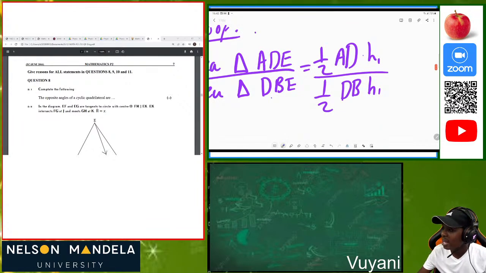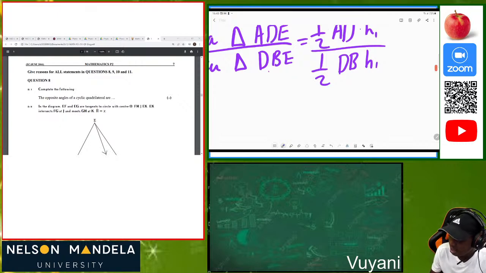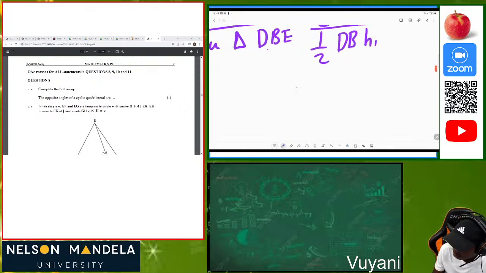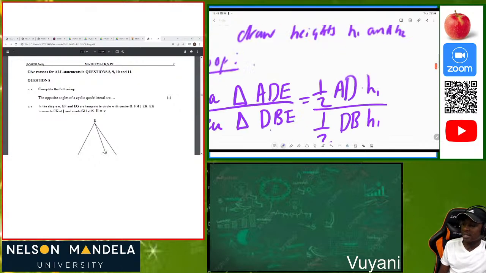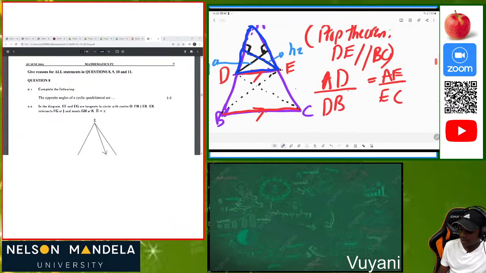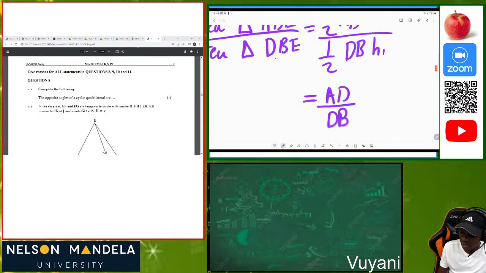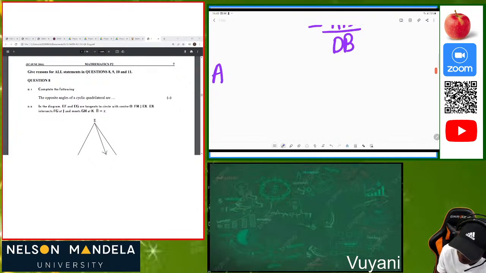According to our proportion of triangles, we know that when triangles are between parallel lines, they have the same height. That's also important that we understand. So now this and this will cancel each other, this and that one also will cancel each other, and you'll finally be left with AD over DB. So we are done with the first one now. Do you see something is coming? AD over DB.